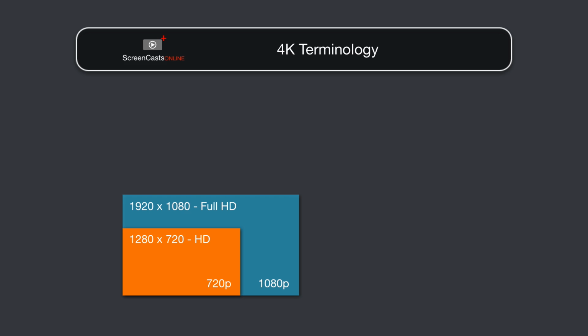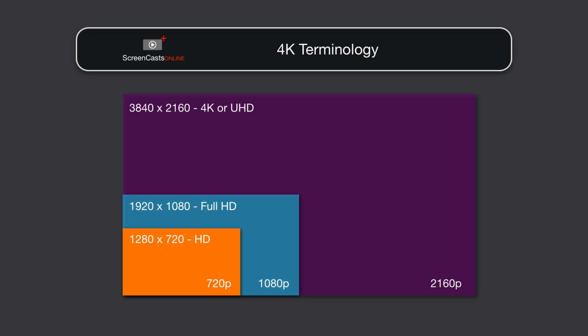Now, 4K can be called several things. It's 2160p, because the frame size is 3840 by 2160. And that's sometimes called UHD or Ultra HD. But there are some other variations of 4K, but we'll stick with the 3840 by 2160, because that's the resolution supported by the iPhone 6S and 6S Plus.